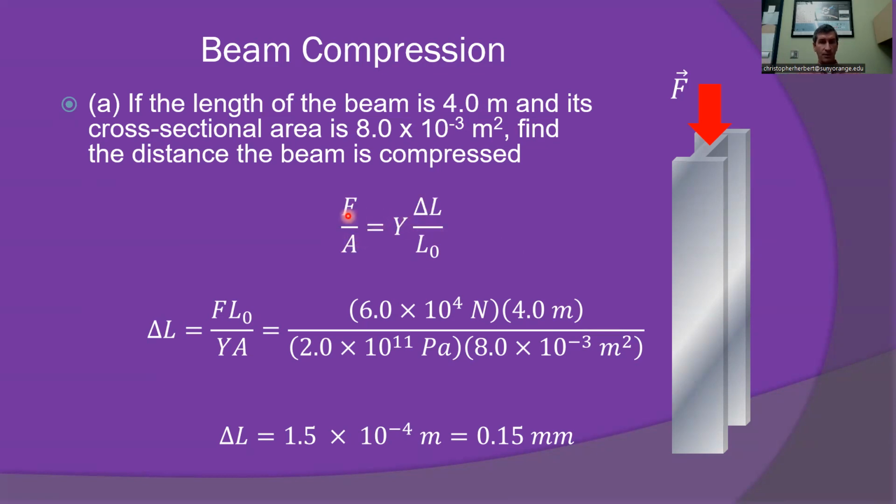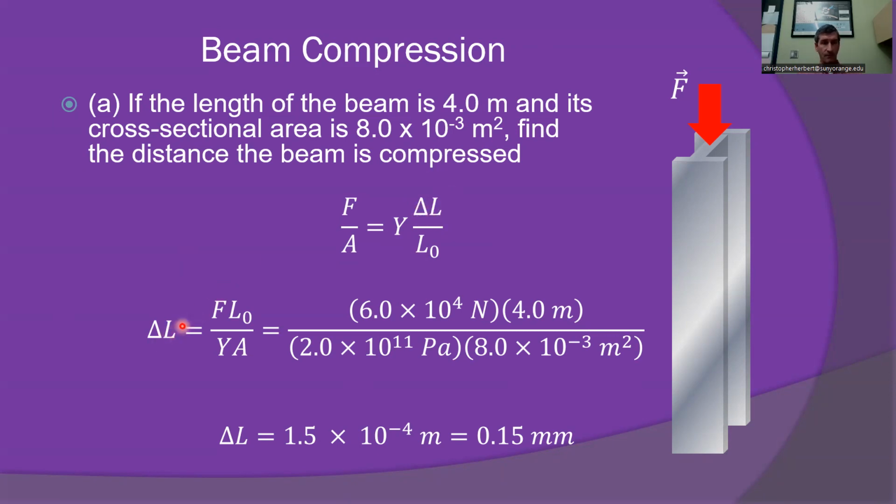We know the force. The force here is going to be 6 times 10 to the 4 newtons. We know the cross-sectional area, 8 times 10 to the minus 3 meters squared. We can look up Young's modulus for steel. That is 2 times 10 to the 11 pascals. And we're trying to solve for delta L here.